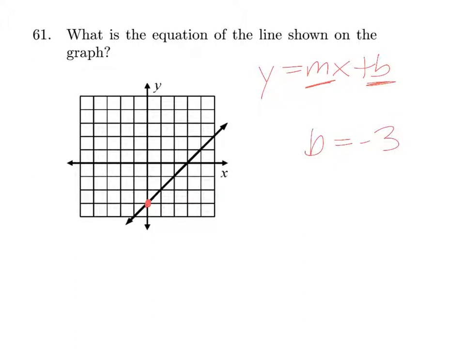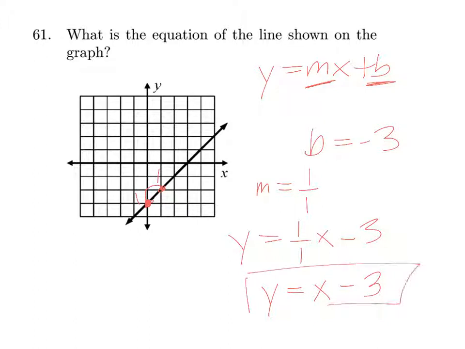Now the slope is what? Alright, here's one point, and here's another. So I just go up one, that's my rise, and I go right one, that's my run. So my slope is 1 over 1. Right, plugging this information in, oops, and simplifying, I get this. Done.